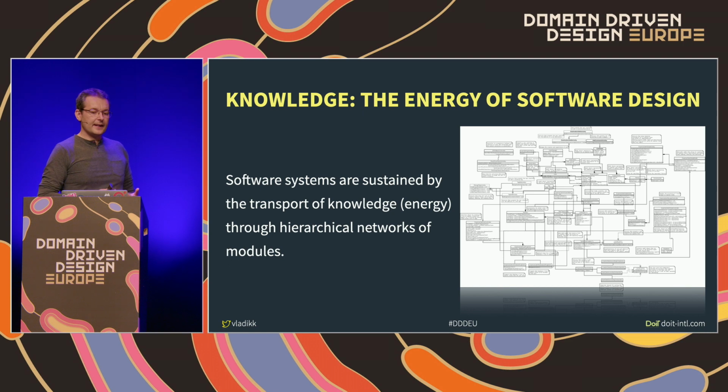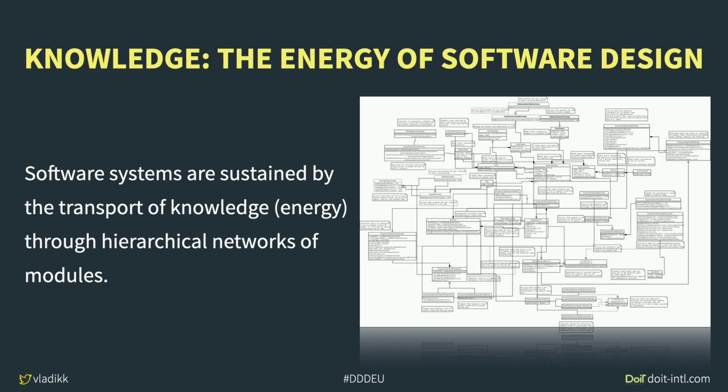So now we can say that software design is an energy supply network. Software systems are sustained by the transport of knowledge through hierarchical networks of modules. Module component boundaries are the pipes through which the energy of knowledge is pumped across the system. And now we can leverage this insight on how energy supply networks work, how they scale, and use that to design better software. And let's start by talking about how energy supply networks grow.